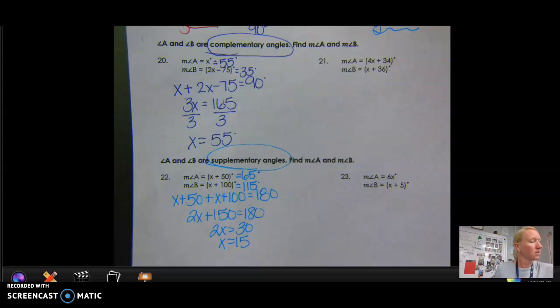Okay. We are going to go on. I'm going to go over. Let's see if this one works on this color.